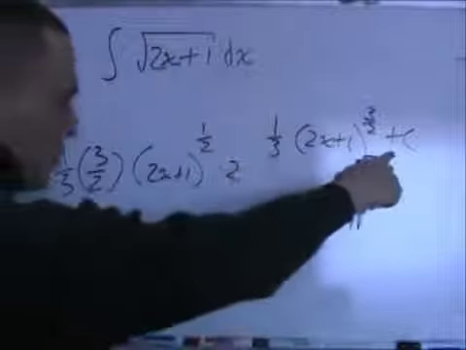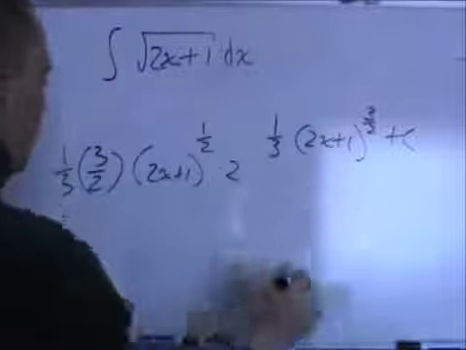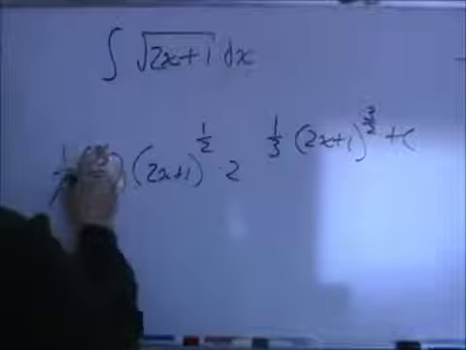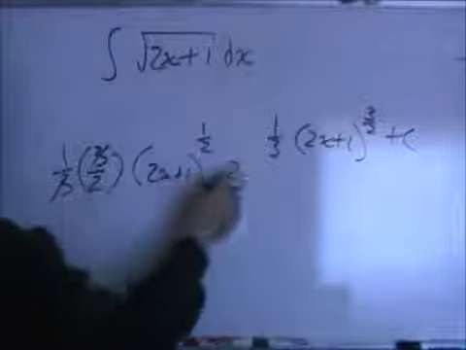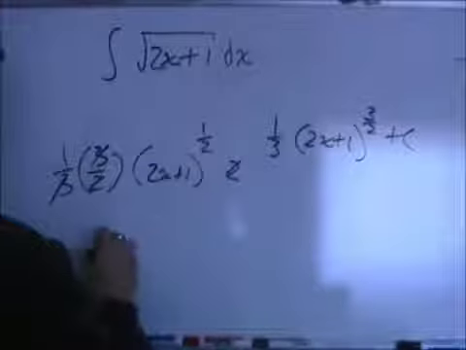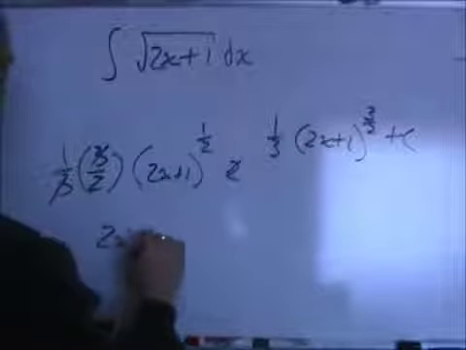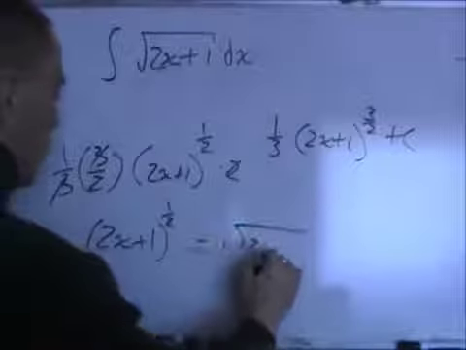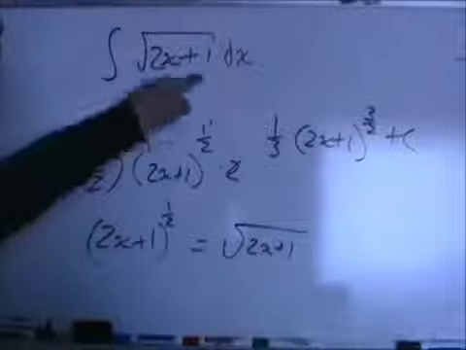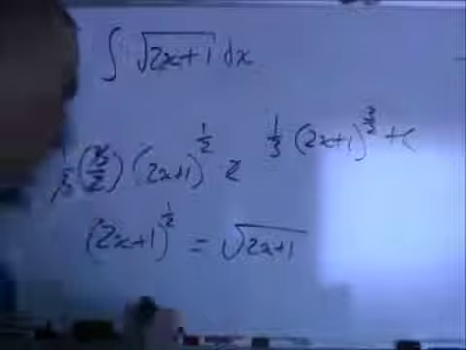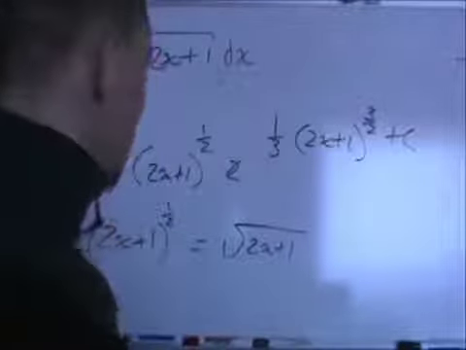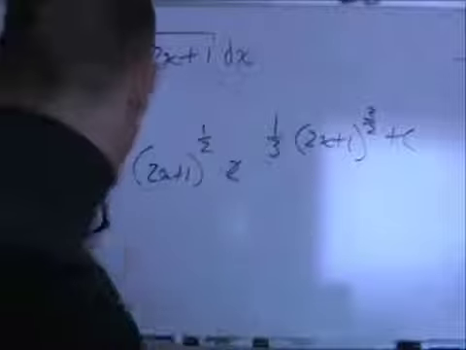And then when we differentiate that, it's just going to be plus 0. So let's see what this comes out with. The 3's cancel, the 2's cancel, and that's going to leave me with 2x plus 1 to the 1/2 power, or the square root of 2x plus 1, which is the very thing that we started off worrying about.